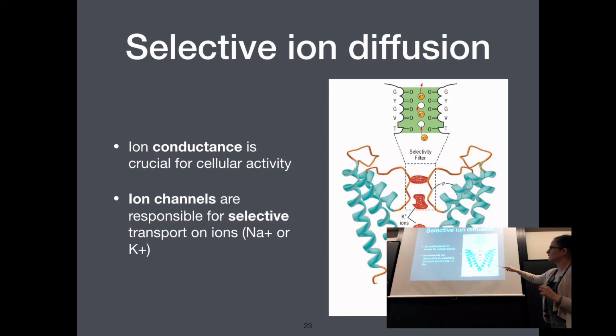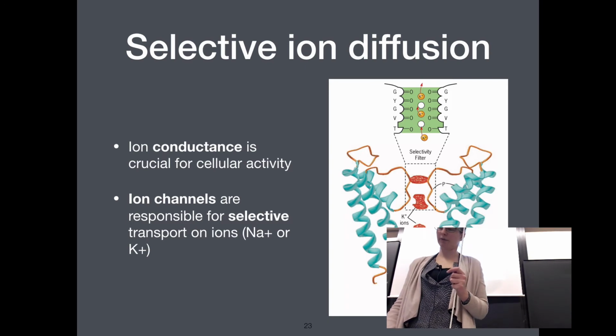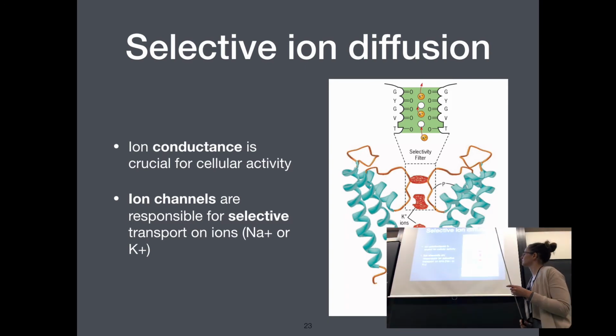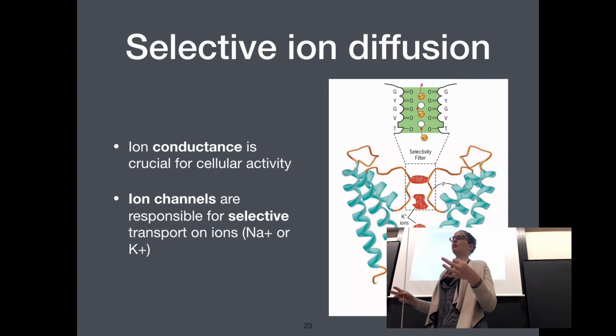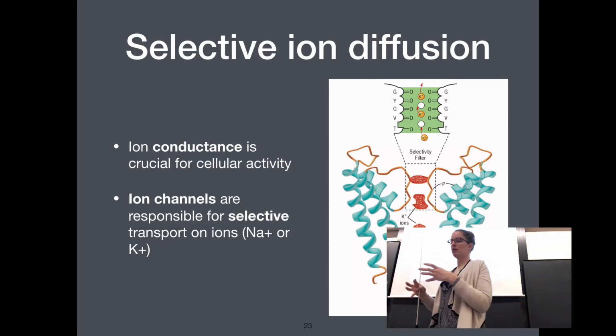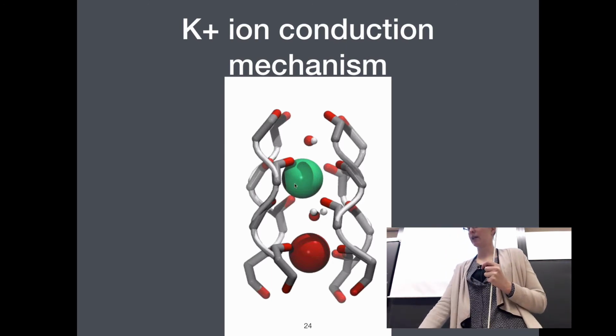These channels select specifically for potassium, and the channels that transport sodium look completely different. For a long time, people wondered how it was possible to select for potassium ions, because potassium ions are smaller than sodium. It's easy to imagine how you select for something smaller rather than bigger, but how do you select for something bigger rather than smaller? Now we understand how this is done.